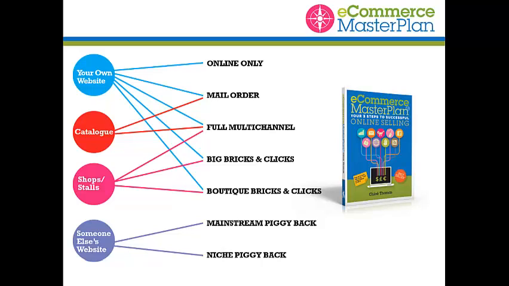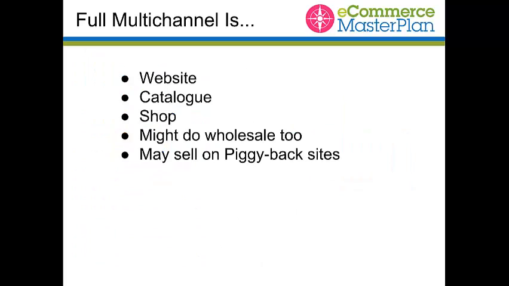And there's 7 of those you can see in front of you, and in this video we're going to be talking about full multi-channel. So these are businesses who have their own website, who have a catalogue, and who also have shops and stalls. And I'm going to take you now through exactly what full multi-channel is, just to expand on that definition a bit. So to have a full multi-channel e-commerce business structure, you must have your own website that you're selling via, your own e-commerce store on your own URL.